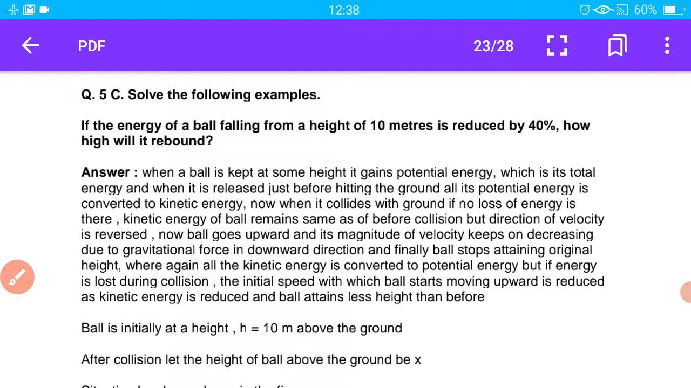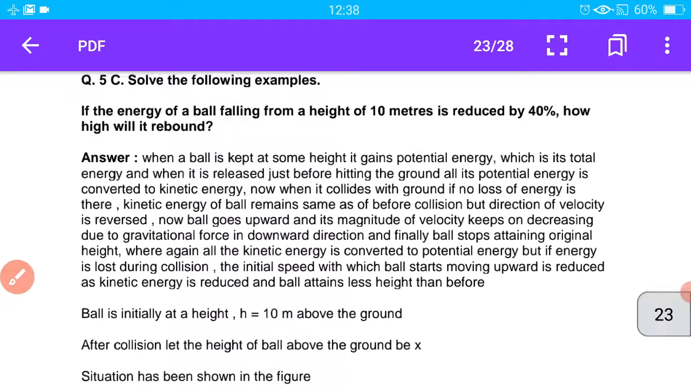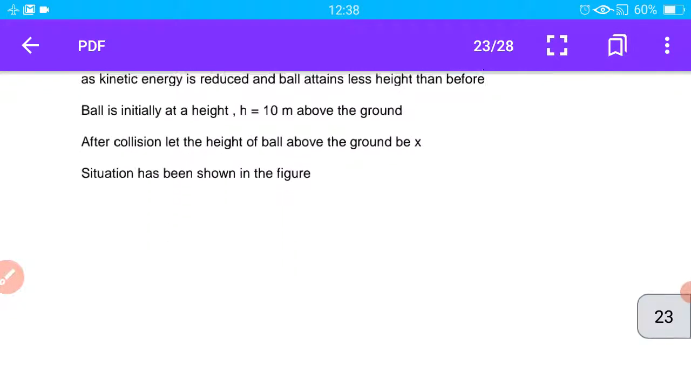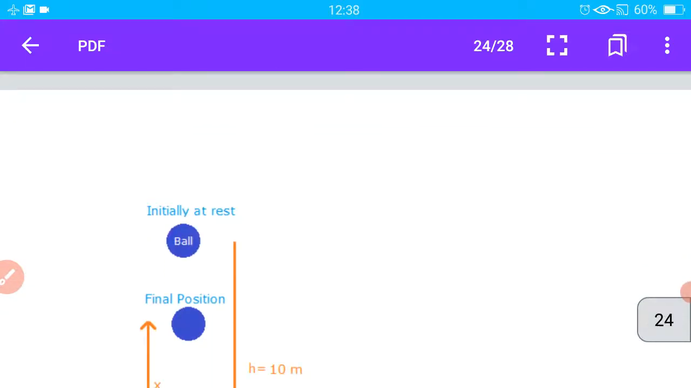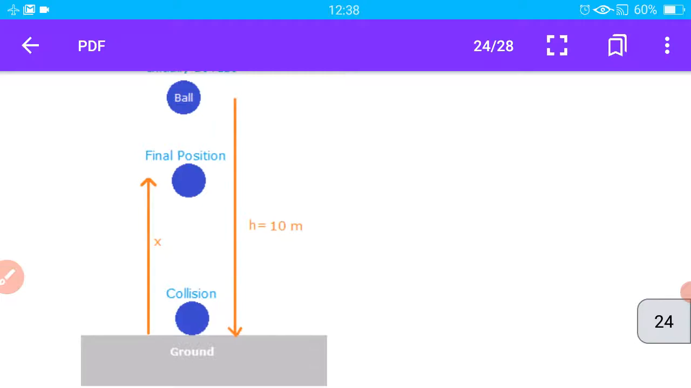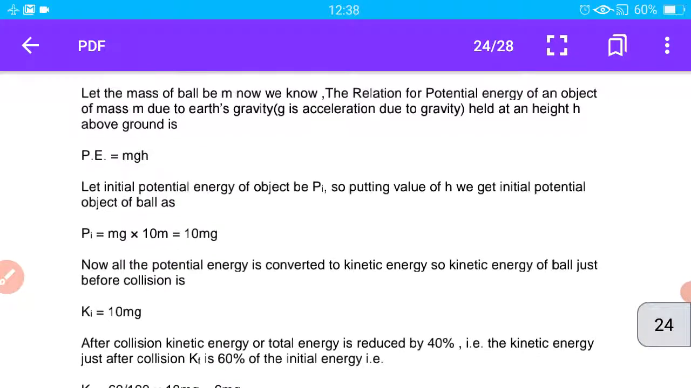Next question: if the energy of a ball falling from a height of 10 meters is reduced by 40%, how high will it rebound? Answer. First of all, the situation has been shown in figure C. Okay, and the answer.